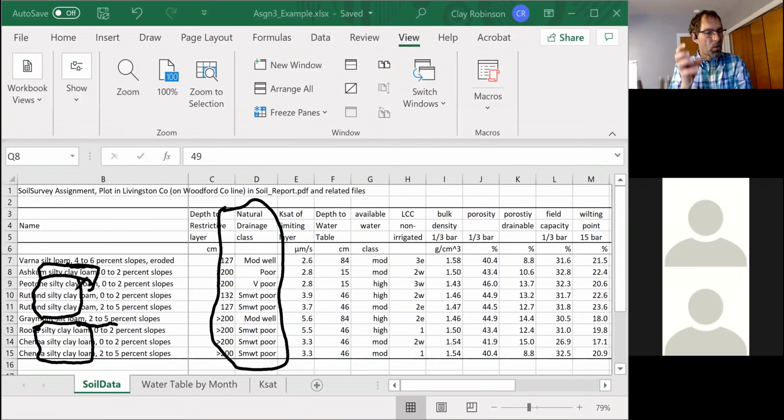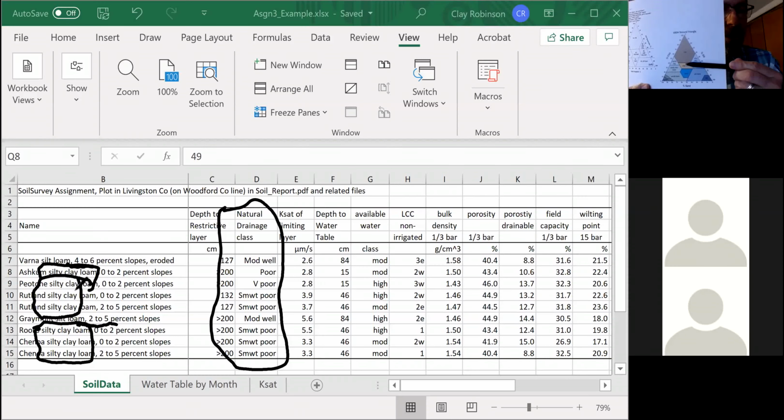But if you think of your texture triangle, as you move upward in the triangle, you're increasing the clay content. And so the difference between a silt loam and a silty clay loam is at least 10% clay content. So as you increase the clay content, the drainage gets poorer. The landscape position also has some factors that'll affect that.